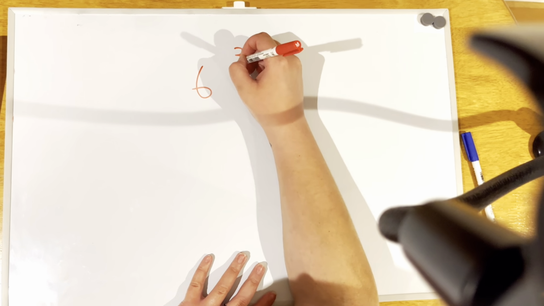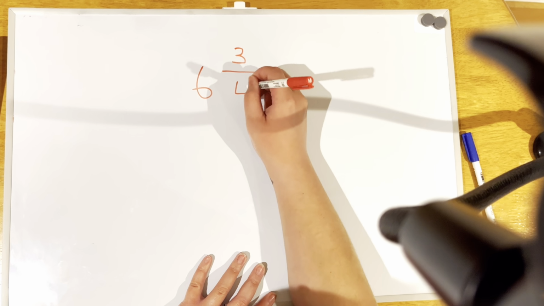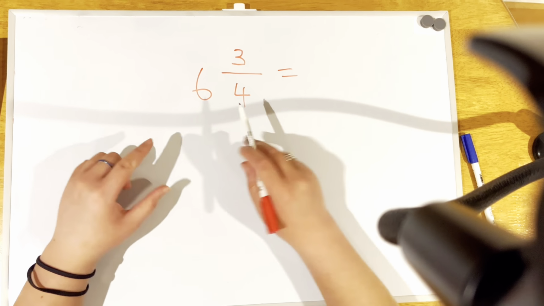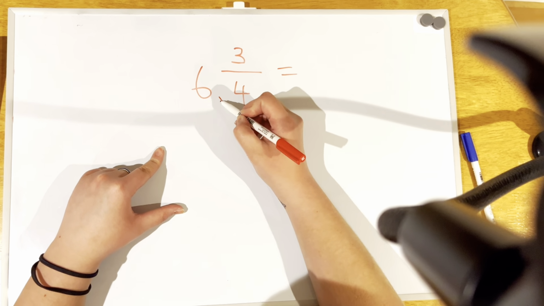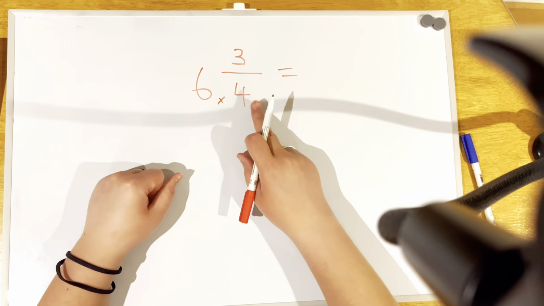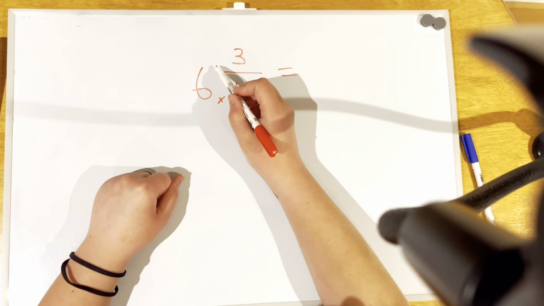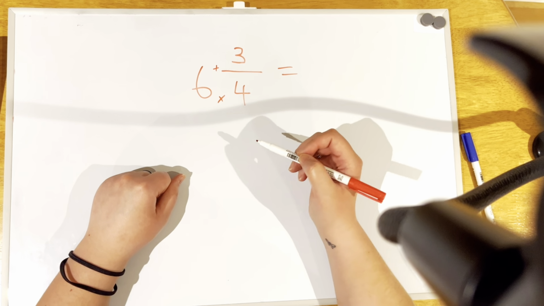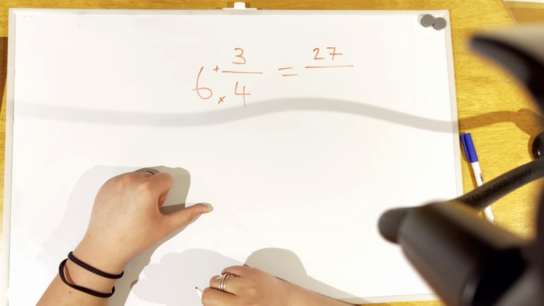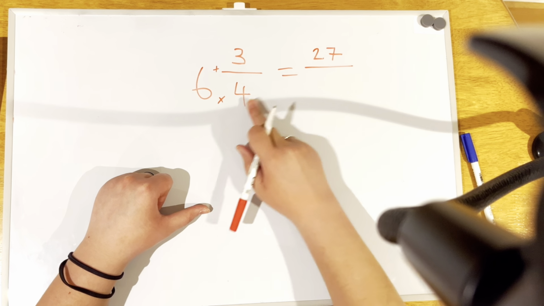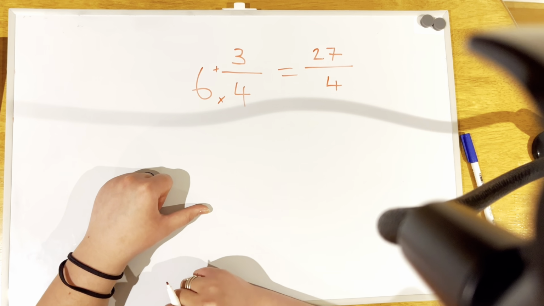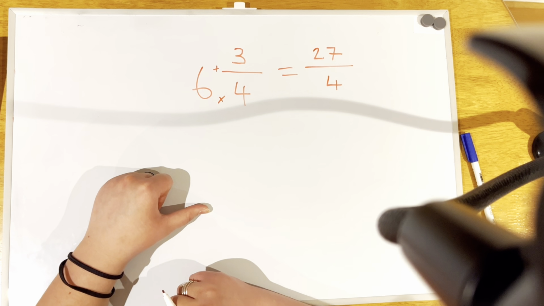6 and 3 quarters. And we want to put that into an improper fraction. So we need to do 6 times 4 as our first step. 6, 12, 18, 24. 24 plus 3, our numerator. 24 plus 3 is 27. So 27 is our new numerator. Then 4 is our denominator, so we carry it over. 27 quarters is our new improper fraction.